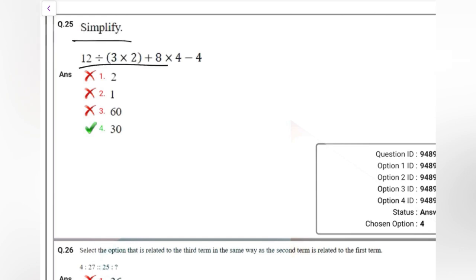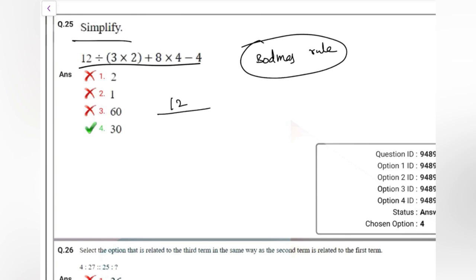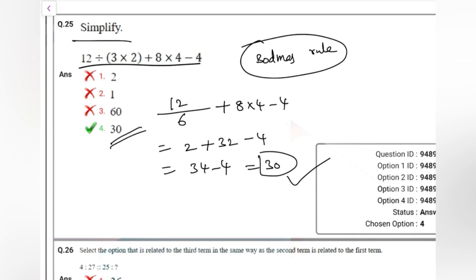Let's simplify this using BODMAS rule. So it becomes 12 divided by 6 plus 8 into 4 minus 4 which is equal to 2 plus 32 minus 4 which is equal to 34 minus 4, that is equal to 30. So option 4 is correct.